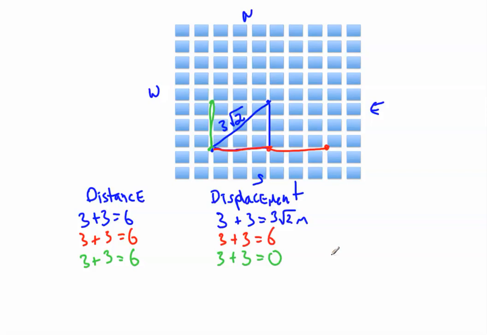Therefore, when you care about where you are and what direction, it's important to care about the vector nature of these quantities. Vectors consider both magnitude and direction. Scalars consider just the magnitude.